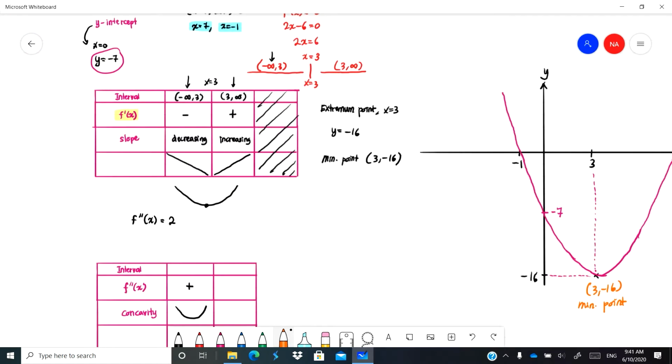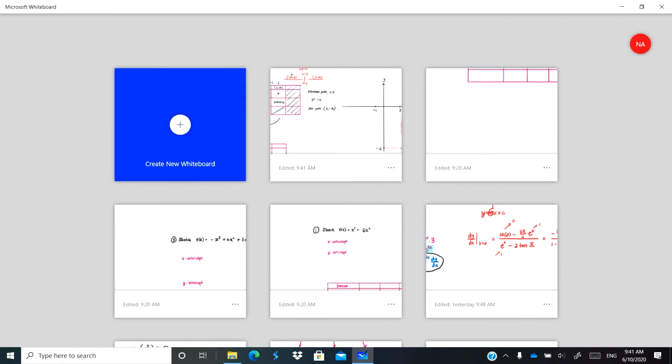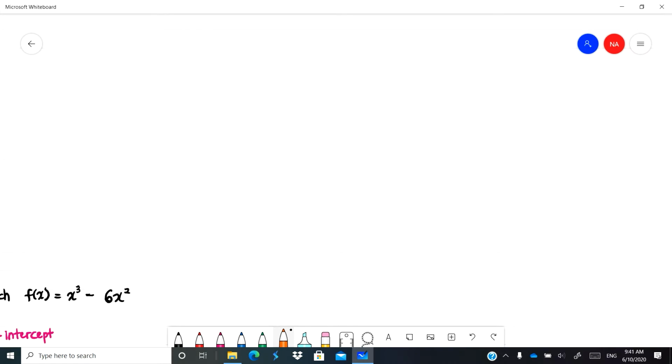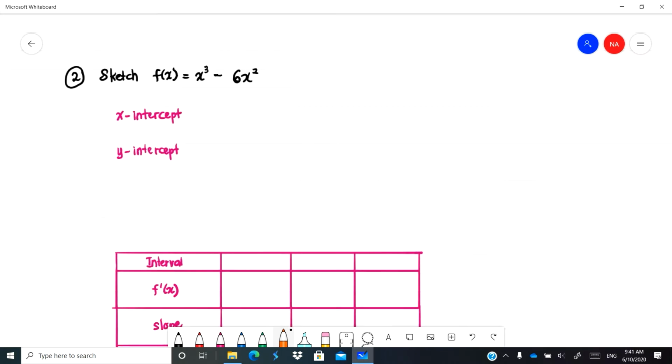All right, so let's look at the next example, where we have this function. Suppose we have this cubic function.